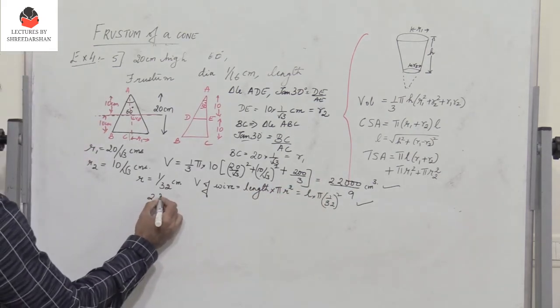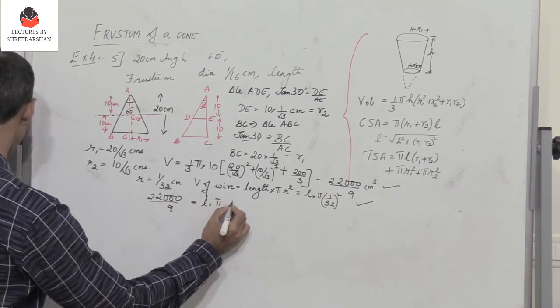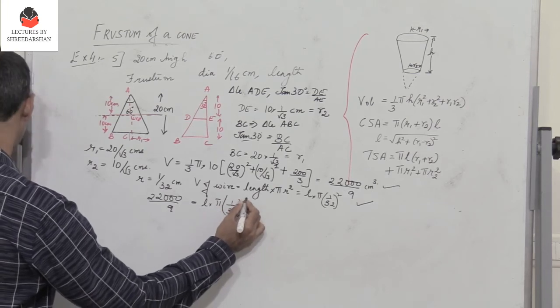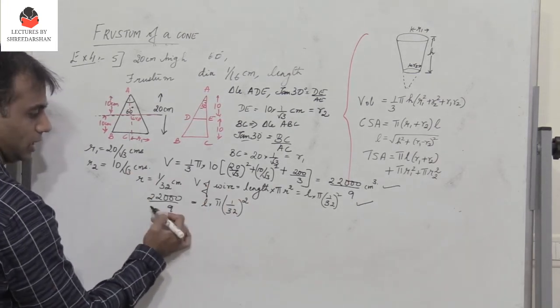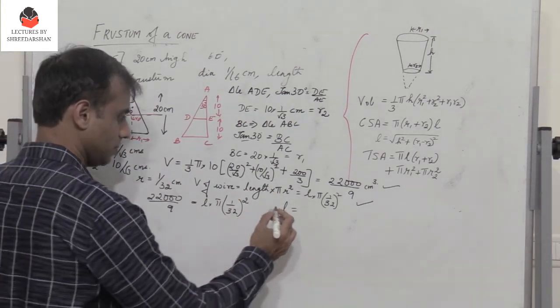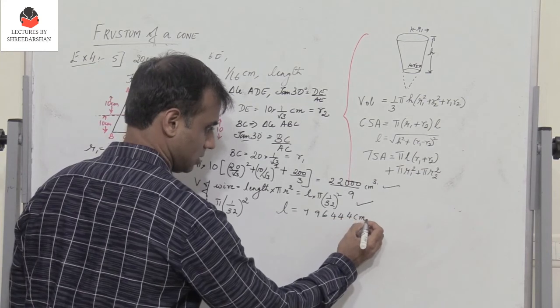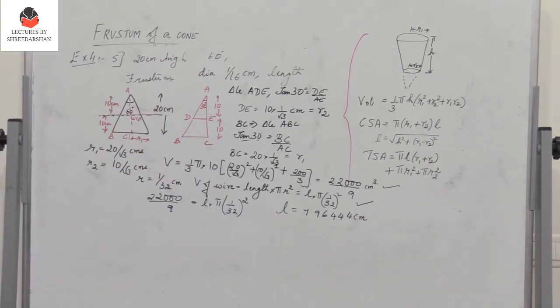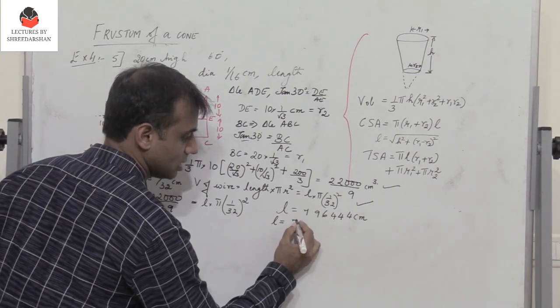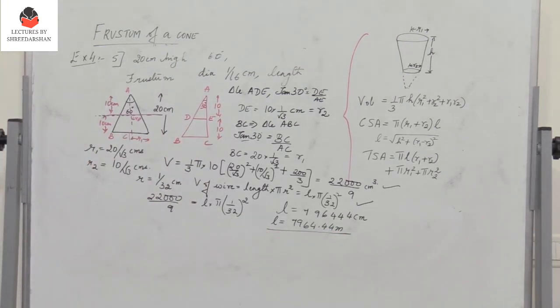Therefore 22000 by 9 equals L into pi into 1 by 32 the whole square. Now if I do the calculation and find out L, please do it correctly. So you get L as 79644 centimeters. Okay, so this is the total length of the wire, or if I want it in meters, you just divide this by 100, so you get L as 7964.44 meters. So this happens to be the total length of the wire.